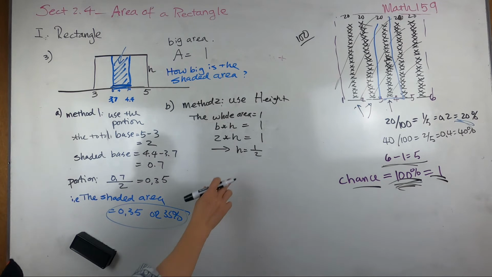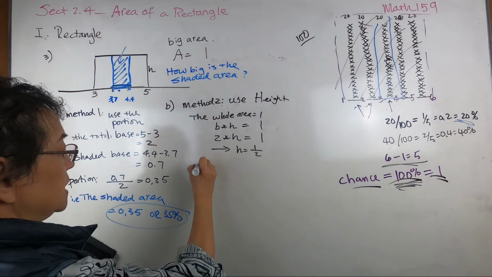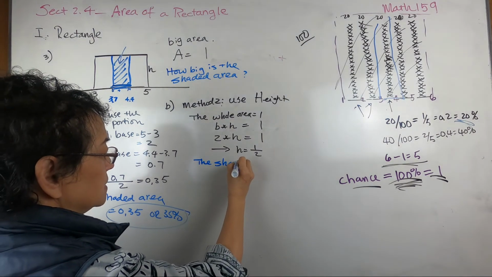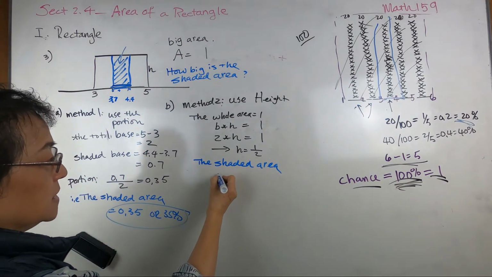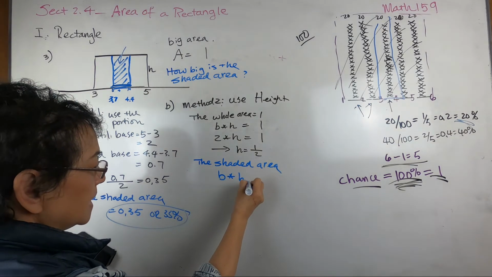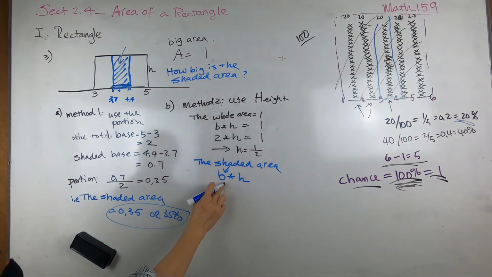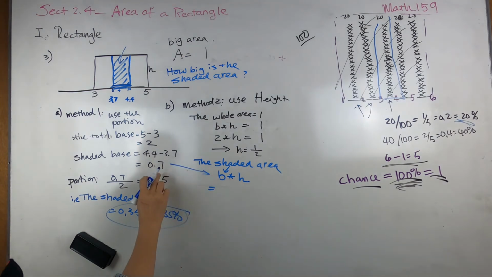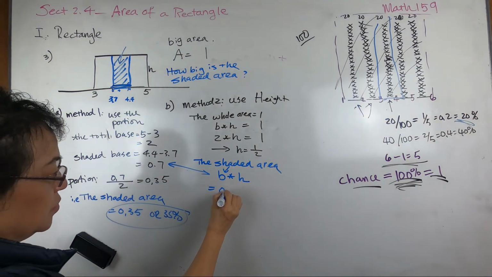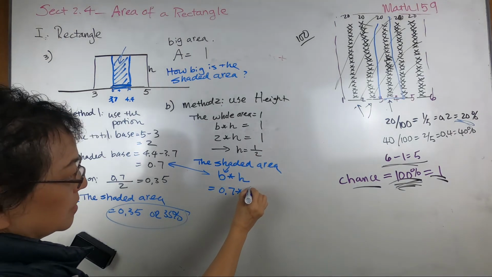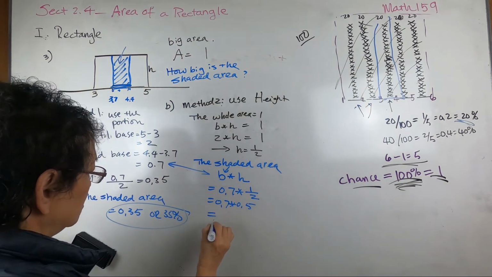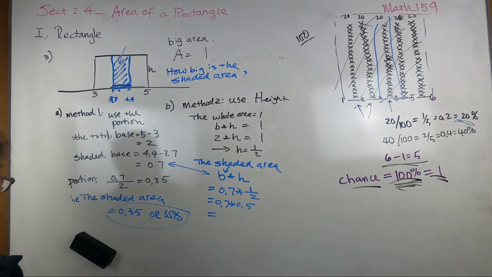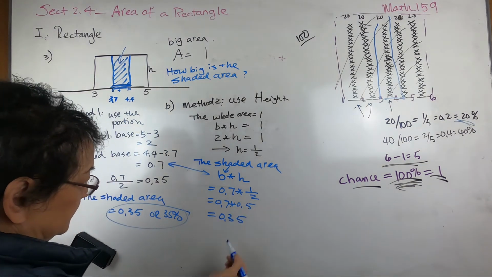Okay. So if height is half, then the shaded area will be what? The shaded area will be base times height, right? What's the base of the shaded area? Is this one, right? 0.7. 0.7 times your height is what? Half, which is 0.7 times 0.5, which is what? You multiply them, it's 0.35.